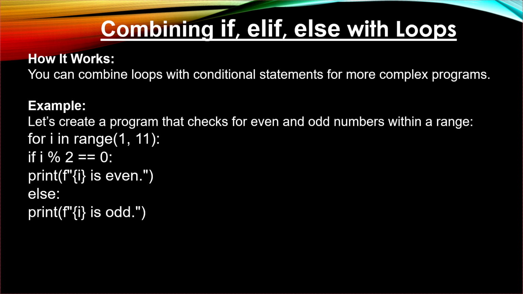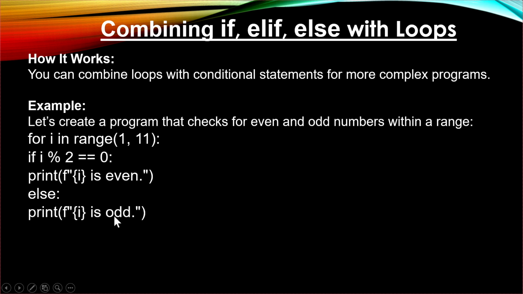So we'll see. Let's create a program that checks for even and odd numbers within a range. For i in range, we will just write from 1 to 11. If i % 2 == 0, this percentage means i is divided by 2, and double equals is a boolean check, as we discussed in the previous videos. Print function is even, else print function is odd.